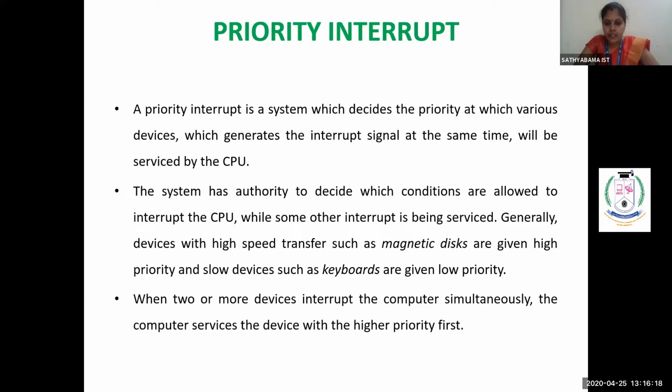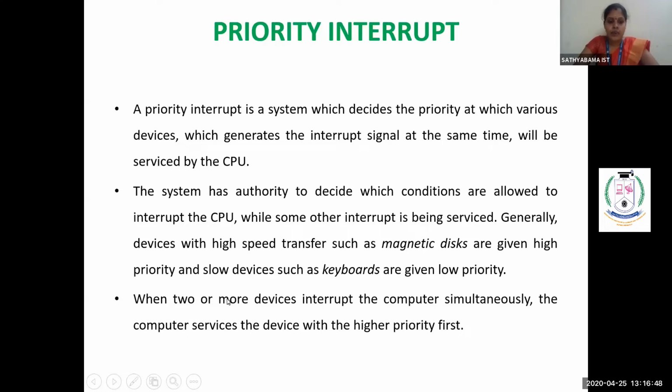Suppose from these two peripheral devices we get interrupt requests to the CPU. Which one will be serviced first? Yes, the magnetic disk. Why? It has high priority. Very good. In that case, the magnetic disk will be serviced first, and then it will come to the keyboard, because it has low priority.